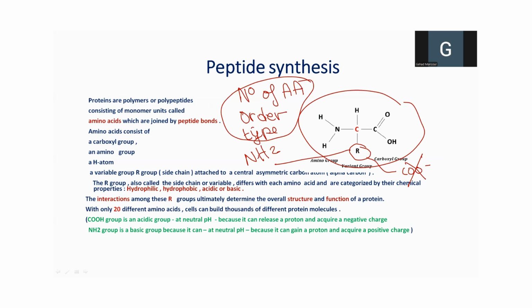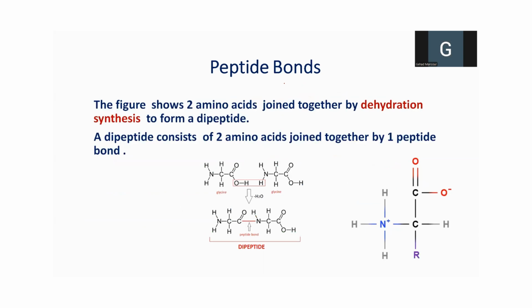Again, at a neutral pH, the carboxylic group is an acidic group. Why? It's written in green at the bottom of the slide, because it can release a proton and acquire a negative charge. And on the other hand, the NH2 group, or the amino group, is at a neutral pH basic, because it can gain a proton and acquire a positive charge.